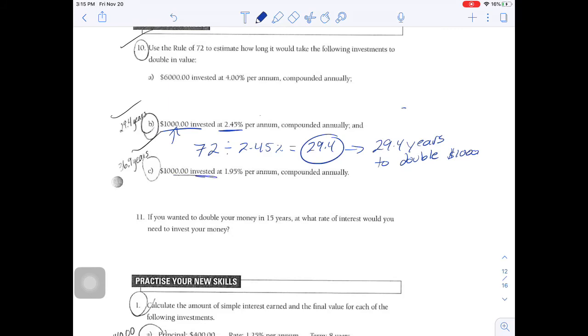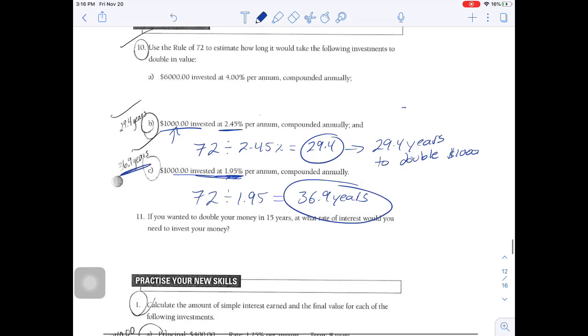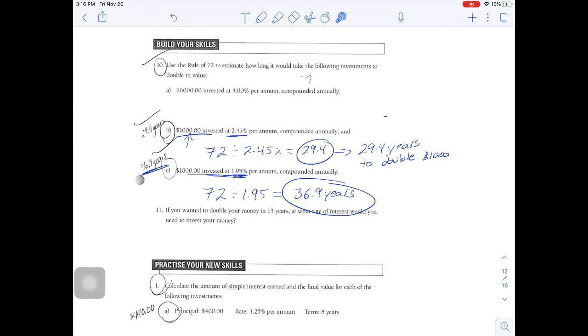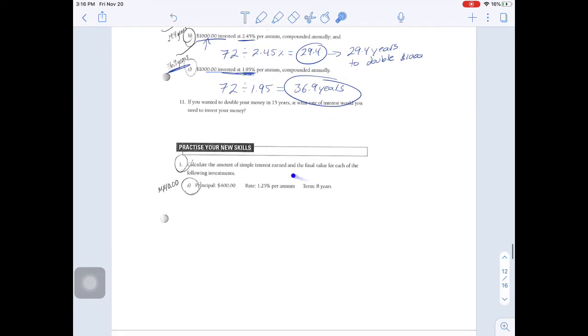So here, how long will it take me to double my money if I only have a 1.95%? So 72, and again, this is the rare time you don't turn it into a decimal, and that will be 36.9 years. Okay, so it'll take 36.9 years to double your investment if you're only making 1.95% annually. Okay, so here's a few questions that you can practice.